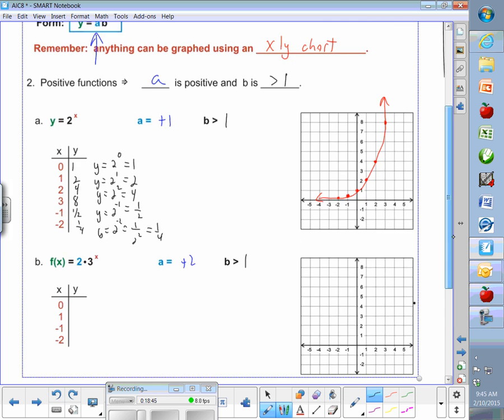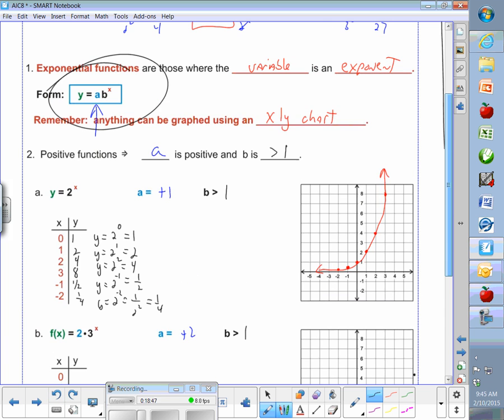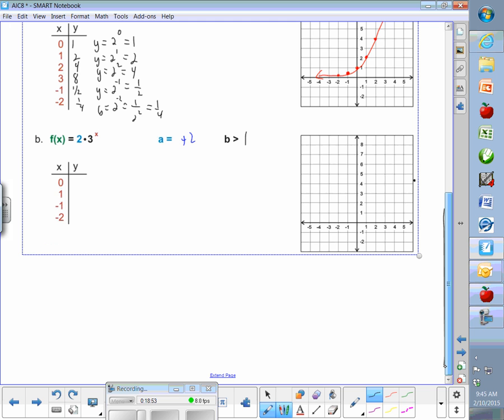Right? Back up to the form here: y equals a b to the x. Okay. So again, I did the exact same thing. I've got an XY chart. I chose the values for x: 0, 1, -1, -2. Remember, f of x is the same as y, right? So I'm just going to put y there.